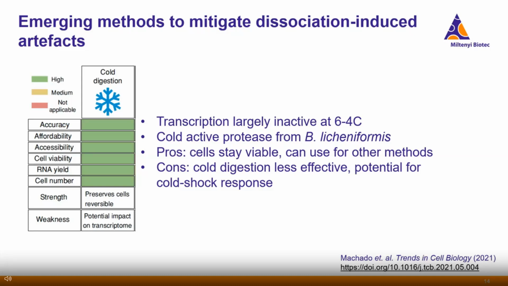A big benefit of cold digestion is that you end up with viable cells that can be used for any other method, like cell sorting. A downside of cold digestion is that transcriptional changes, maybe like cold shock response, are still possible. And the biggest problem I see with cold digestion is simply protocol development. You can't just take a warm dissociation protocol, perform it at 4 degrees, and expect the same cell yields. So why don't we take a look at an example of dissociating the same tissue at 37 degrees and 4 degrees, take a look at the two different protocols and the results.